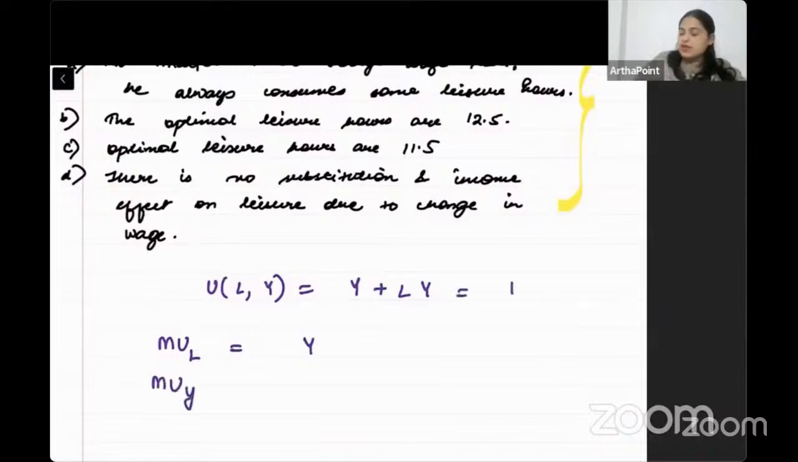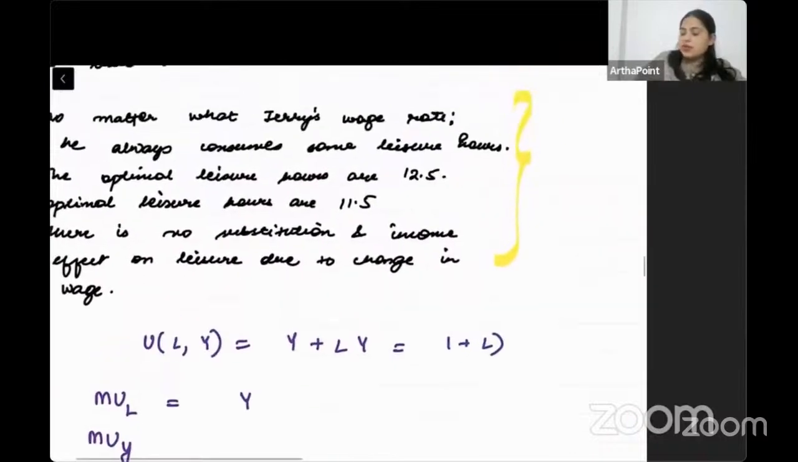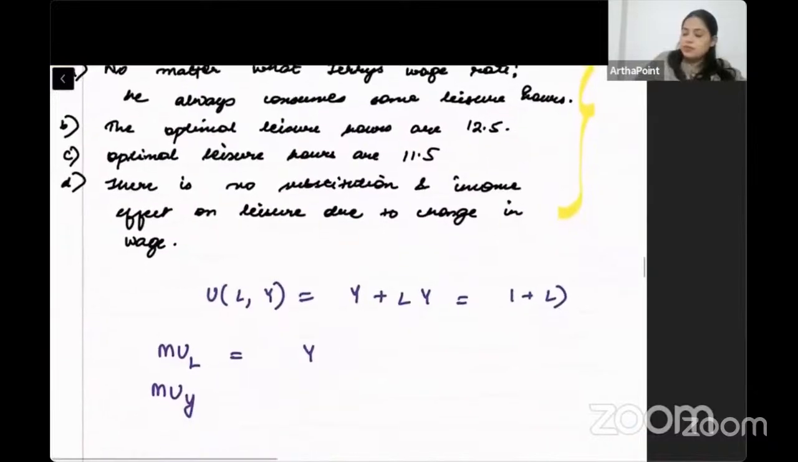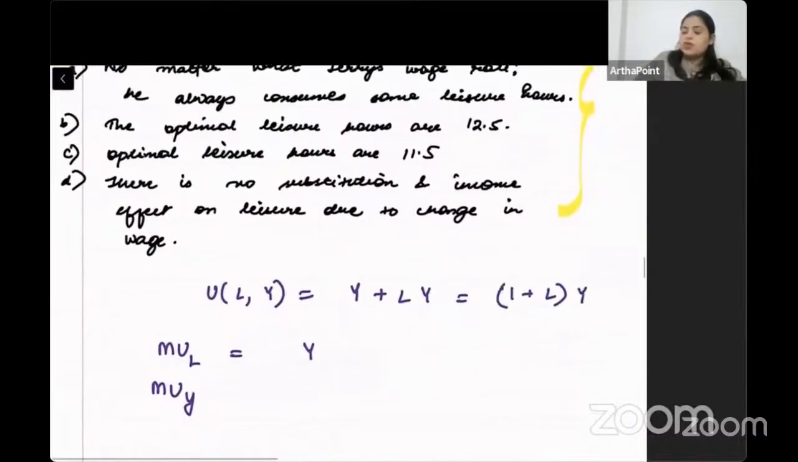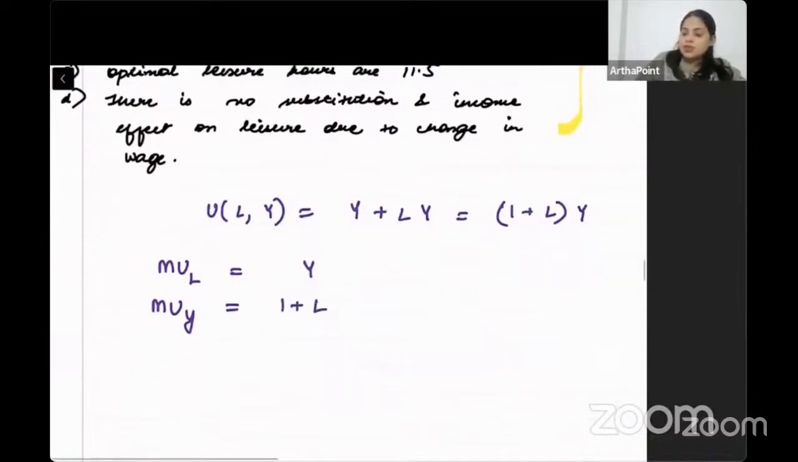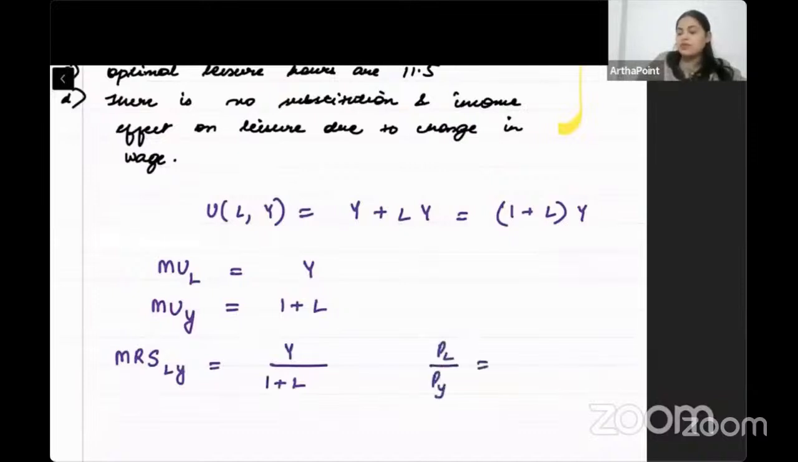We can rewrite this as (1 plus L) into y. So when you differentiate this with respect to y, you will get 1 plus L. But what will be the MRS between L and y? It will be y upon 1 plus L. What will be the price ratio between L and y? Understand this.